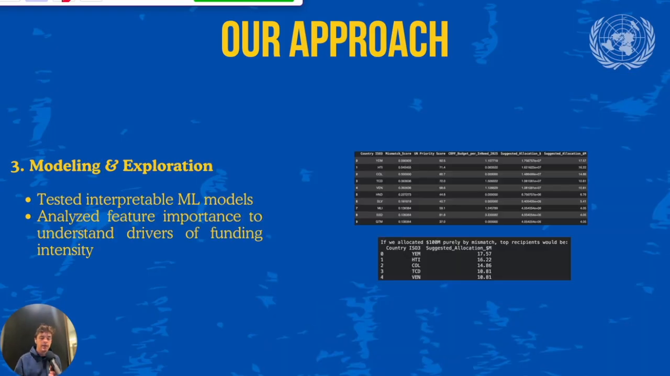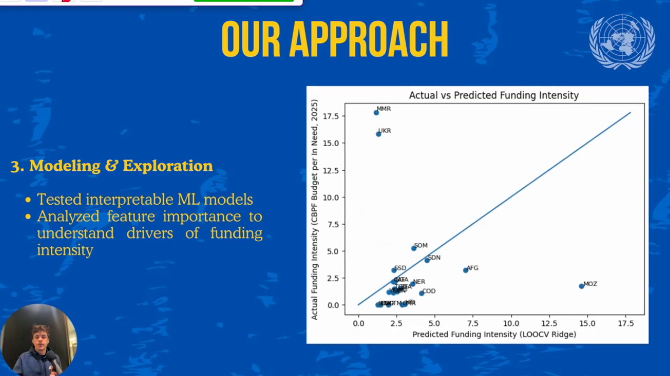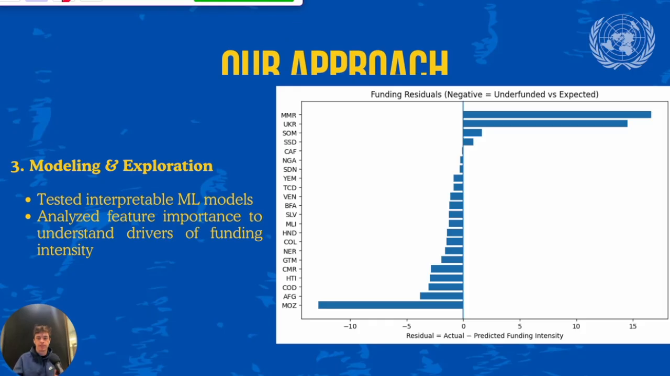And finally, we implemented machine learning models. So we created an algorithm and used ML to figure out the suggested allocation given the needs. We also used k-means clustering to group the data into categories. Then we used a ridge regression model to not only calculate the predicted funding intensity given the metrics that we explored, but also we plotted that against the actual values. And we can see Myanmar and Ukraine really highly funded, but I think this residual plot actually does it better. They show that they are very funded versus expectations.